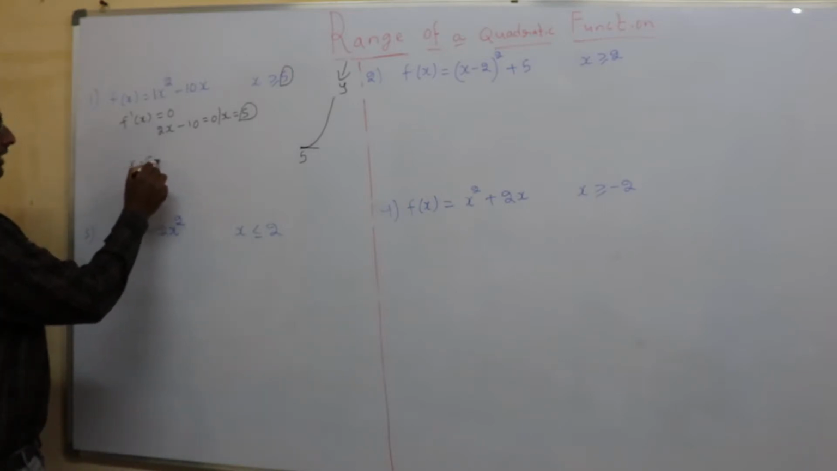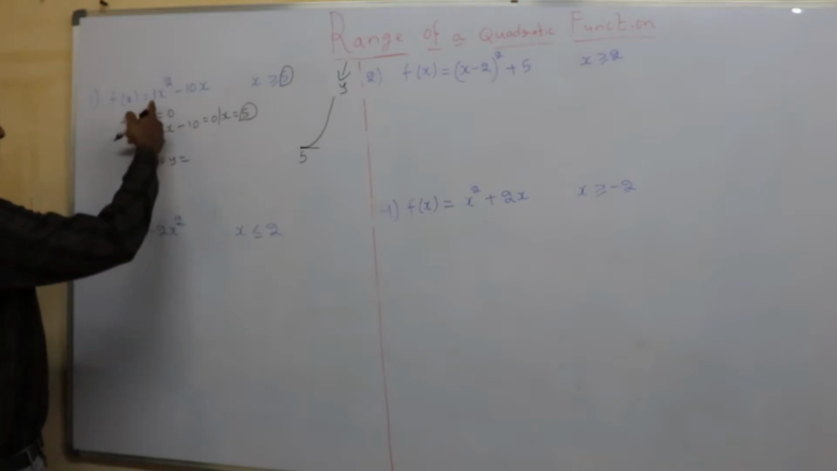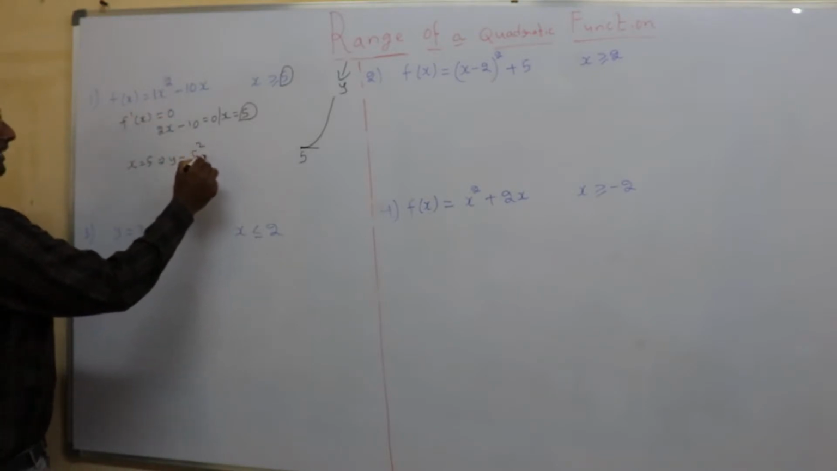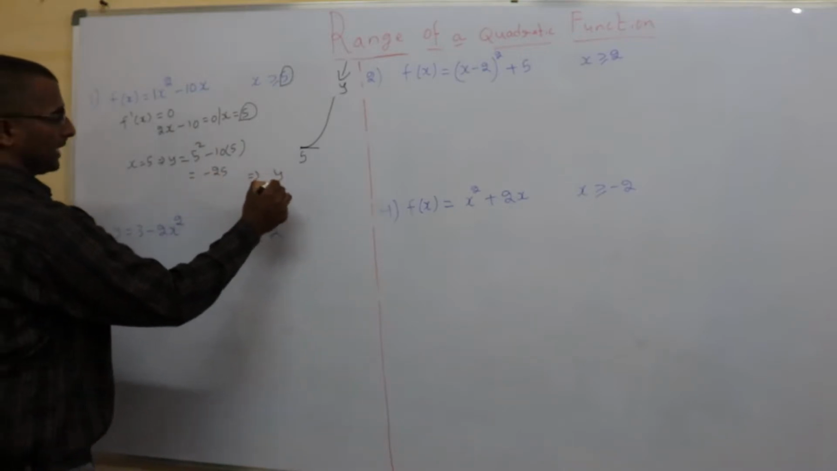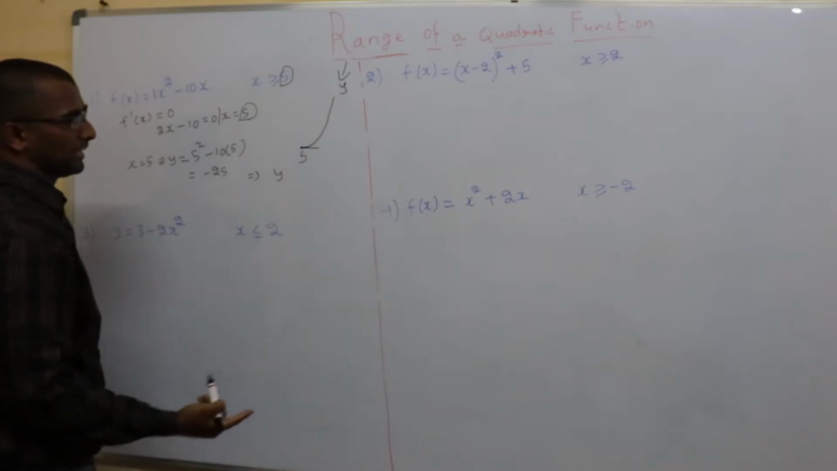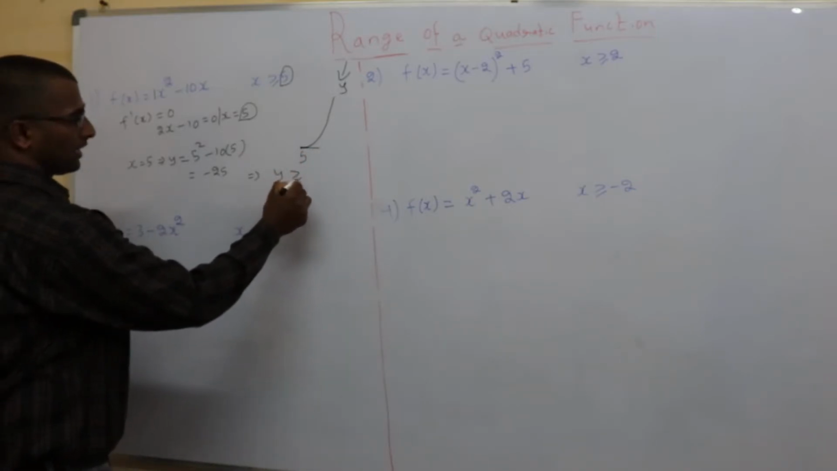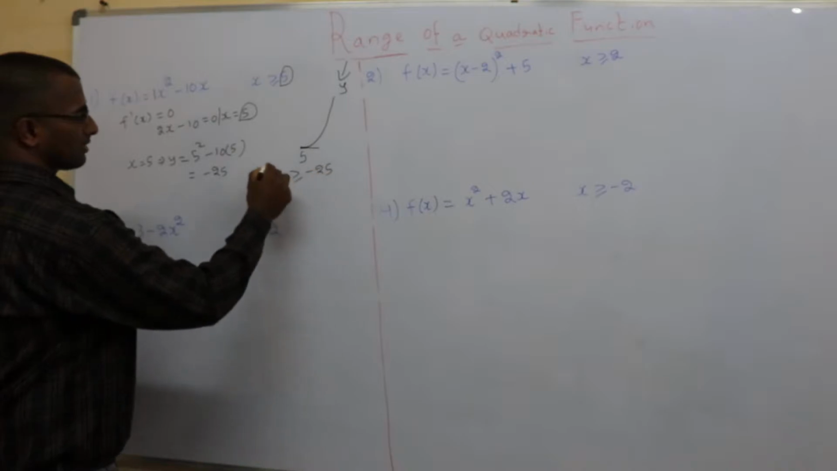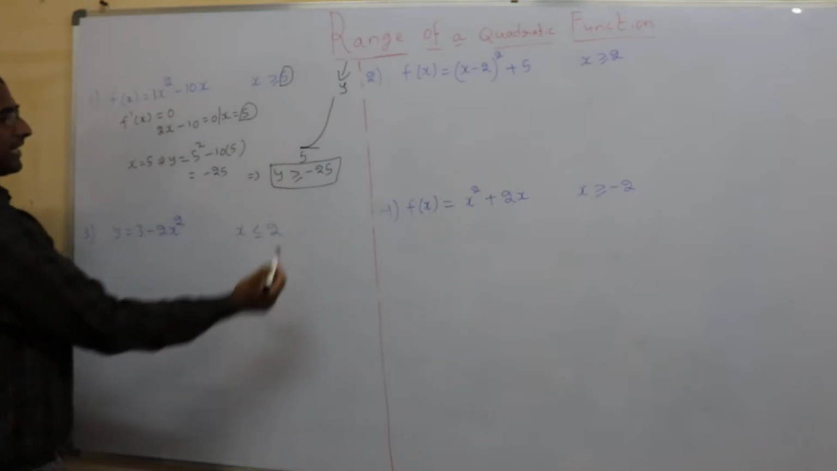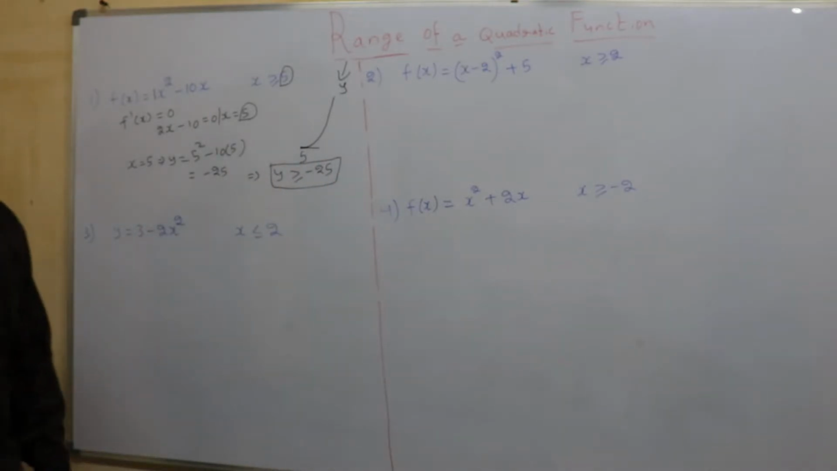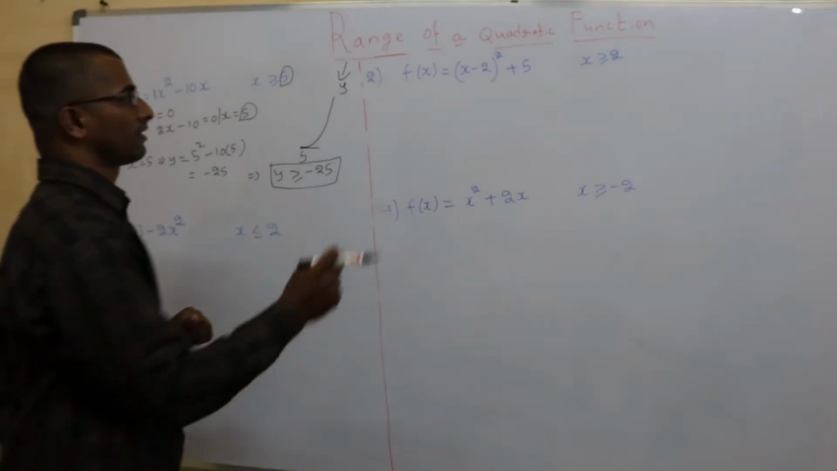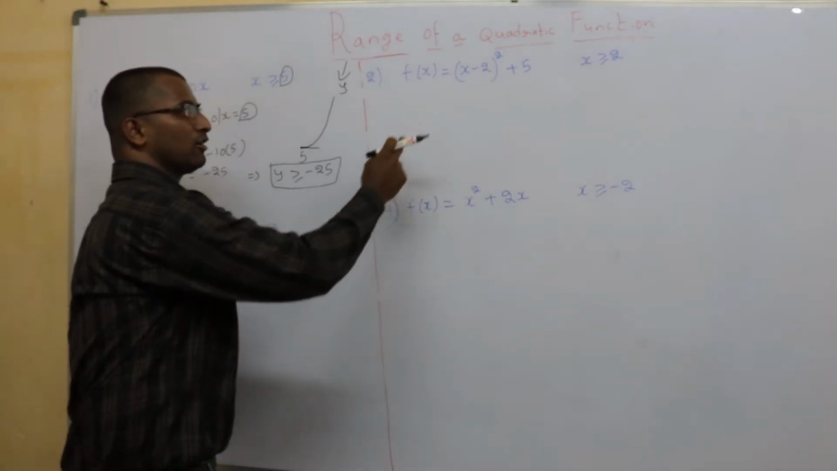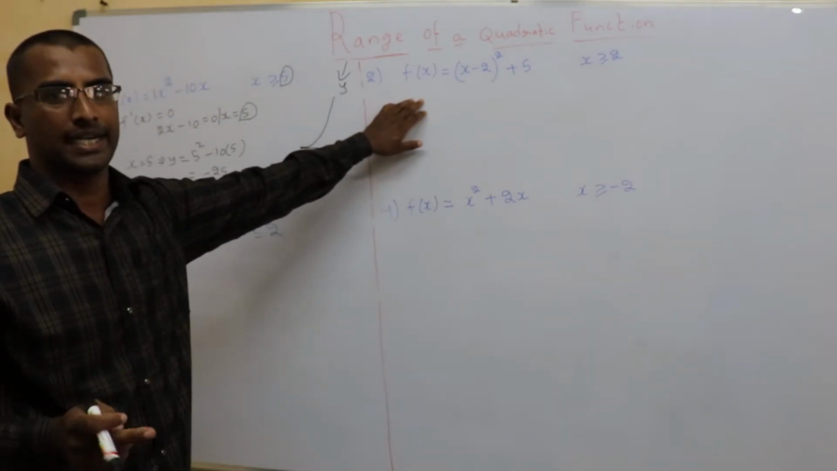When x equal to 5, how much will y be? Place in this: 5 squared minus 10 into 5. I get minus 25. So my range is, since this is the minimum point, all other values will be greater than this. So y greater than or equal to minus 25 is my answer. Clear?